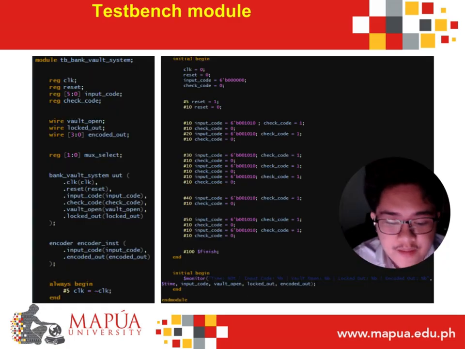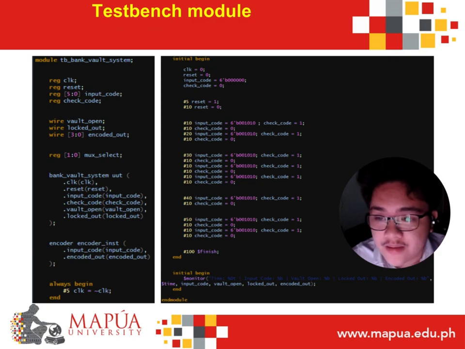This is the test bench module. It simulates the bank vault system and encoder modules by generating a clock signal, initializing inputs, and controlling the simulation flow, running a series of test cases to verify the functionality of the vault system, particularly focusing on the handling of input codes and checking attempts. And lastly, monitoring and displaying the state of the system at each step to analyze the results of the test cases.